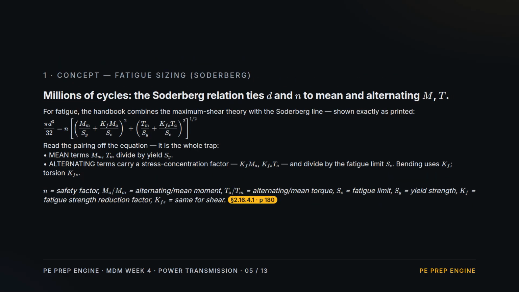Concept 4. Fatigue. When the shaft turns for millions of cycles, static strength isn't enough. The handbook joins the maximum shear theory to the Soderberg line, and the whole relation turns on how you pair the terms. The mean moment and mean torque divide by the yield strength. The alternating moment and torque each pick up a stress concentration factor and divide by the fatigue limit. Bending uses Kf, torsion uses Kfs. Cross those pairs and the answer is wrong, so read the pairing straight off the printed equation.